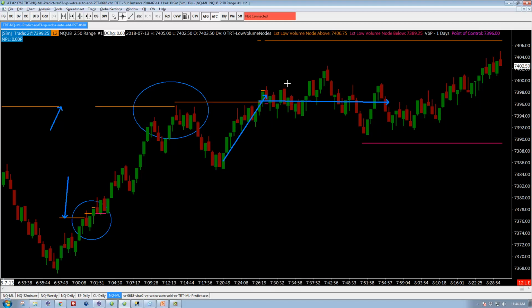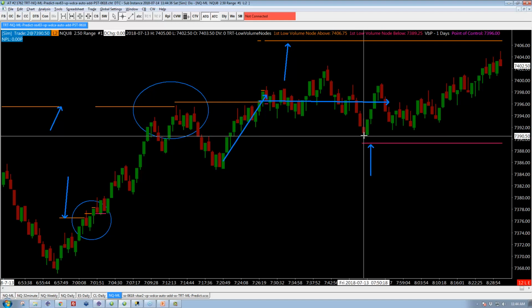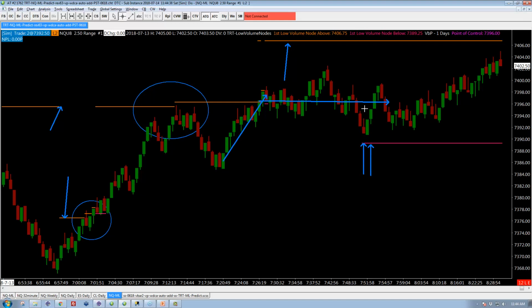So what we see then is, okay, now these are the low volume nodes. This is the low volume node that's below price, starting on this bar right here. This is the low volume node that's above price, starting back on this bar. All right. So now these are the places we'd be looking. And you can see as you come down to here, you set this low volume node. That's a place I want to make a decision.